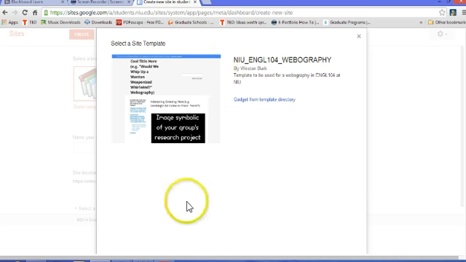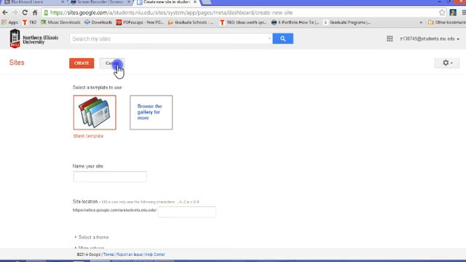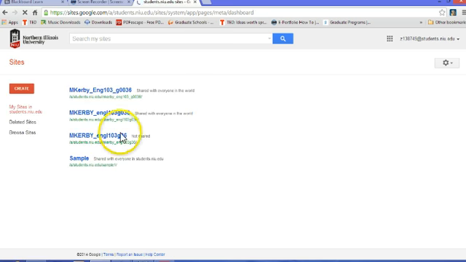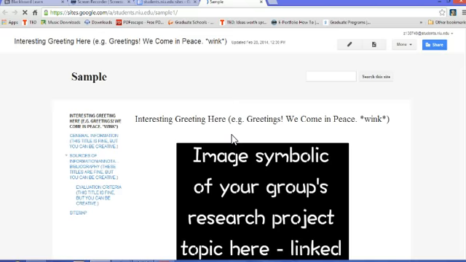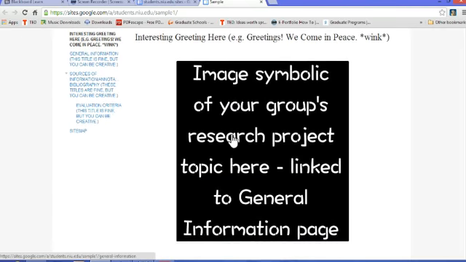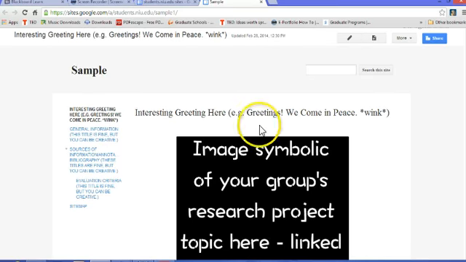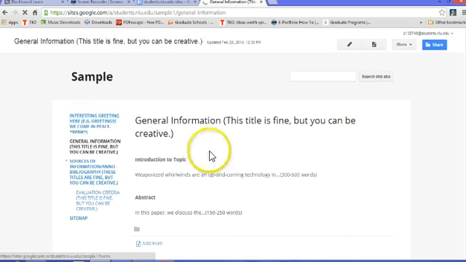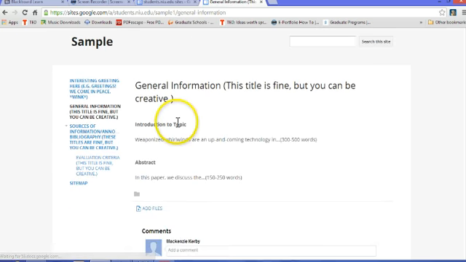And then I would select this for my template. I'm not actually going to do it because I already have one set up, but then you would select it and click Create. Here is my sample one. So you'll see that I've set everything up for you with this. Once again, you can click on all of these. So here's our home page. This is our general information. And we've put in exactly what you need to do for each of these: introduction, abstract.